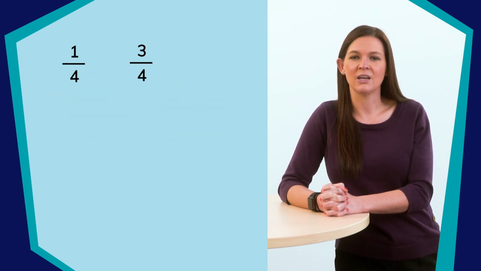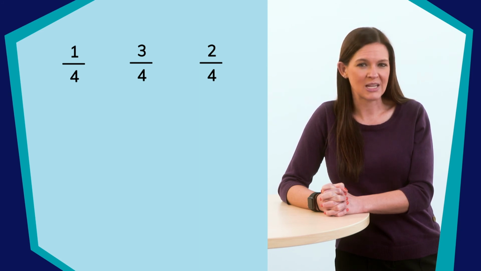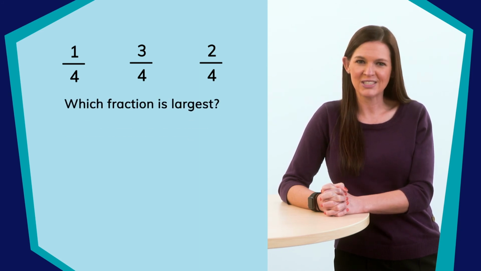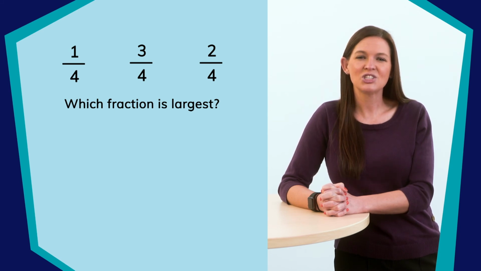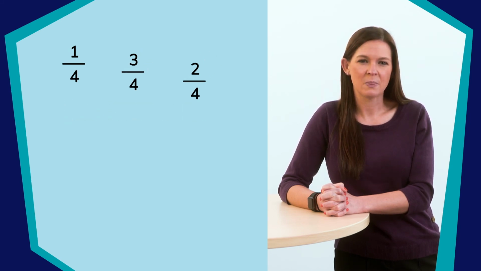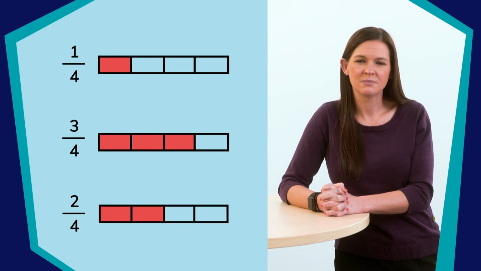So now we have discussed comparing and ordering with the same numerator, but what about the same denominator? Let's look at 1/4, 3/4, and 2/4. Remember that we assume the whole is the same size. Which of these is largest? Let's try an area model to see what we see. What do you notice? Yes, the pieces are all the same size.